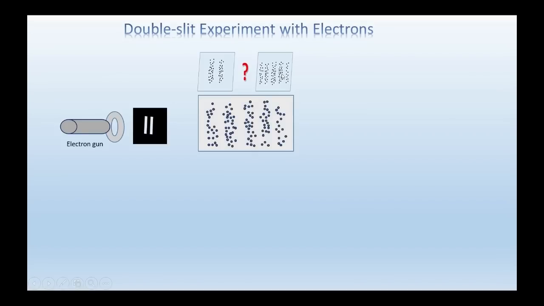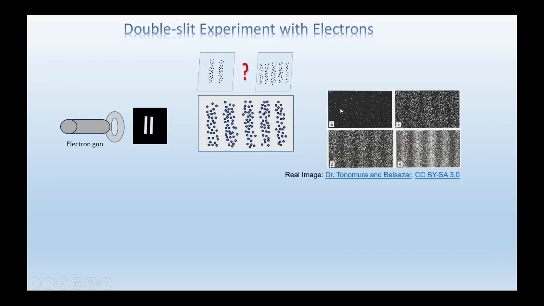The other figure shows the result of an actual experiment. The first image shows fewer electrons, and then more and more are shot out. In the last image, the developed interference pattern becomes strikingly visible. I believe this surprises many people.